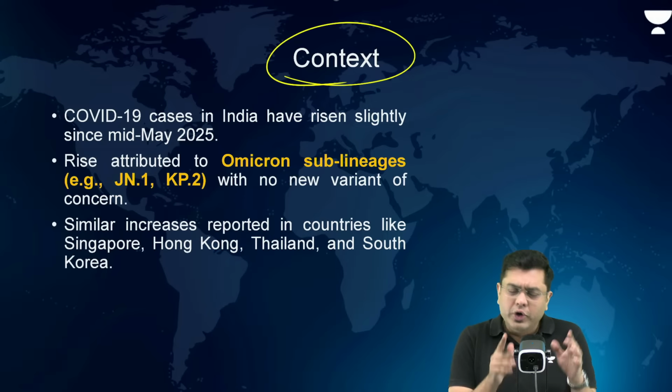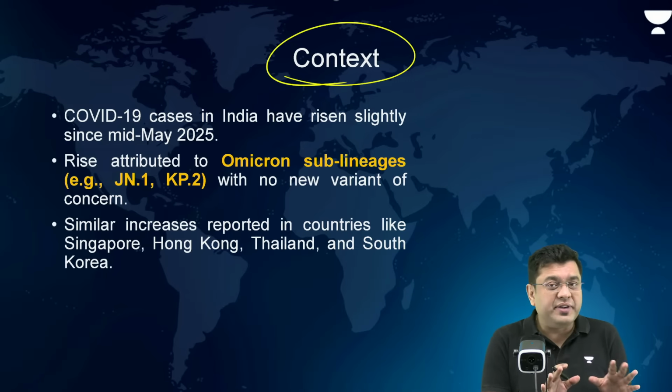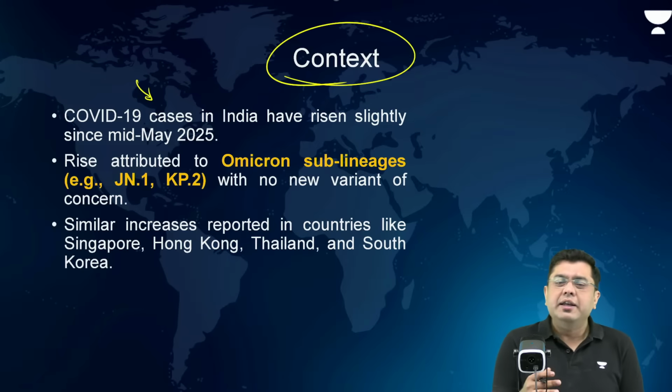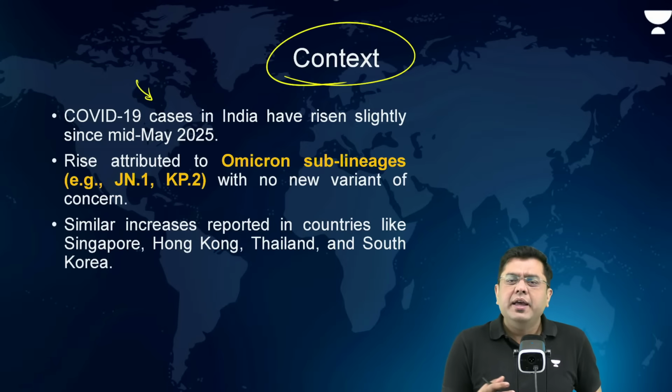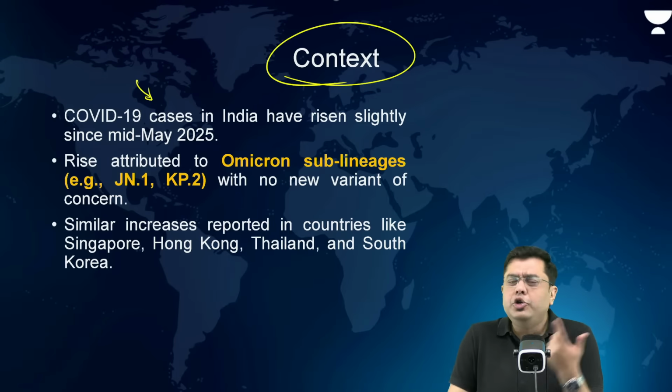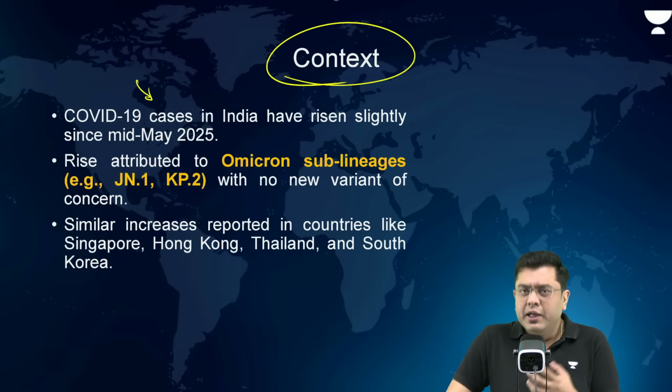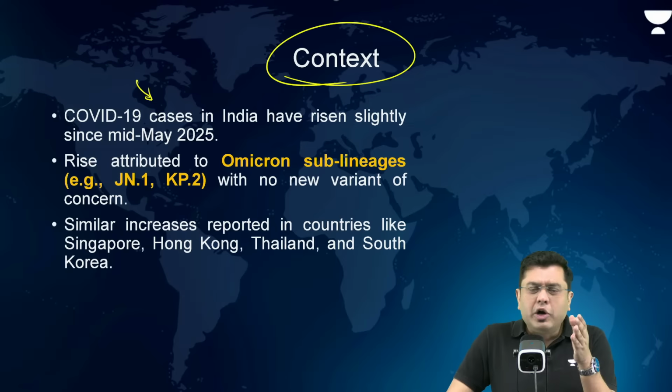As I told you, this talks about the background, the present realities, and if possible, also the global scenarios. So COVID-19 cases in India have risen slightly since mid-May 2025. Now, the rise which has been happening is not from a completely new variant. For example, if you recall the horror days of COVID, there were three prominent waves of COVID.